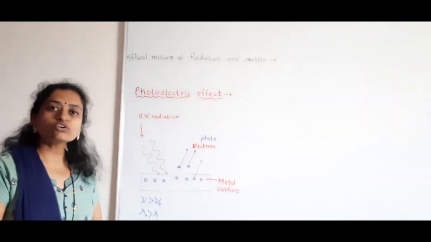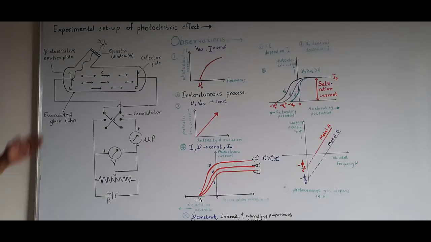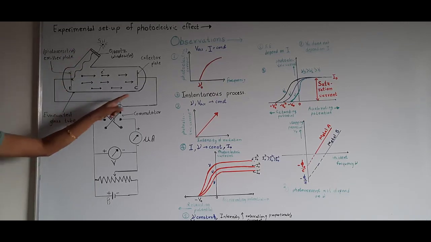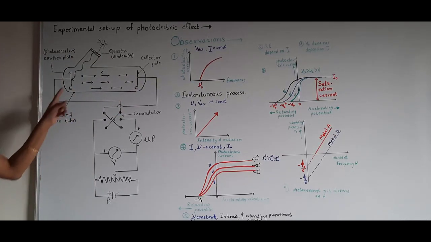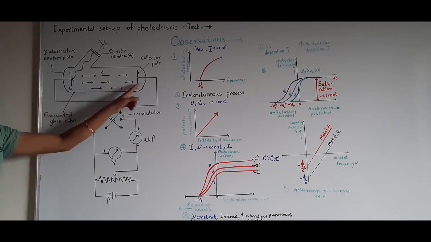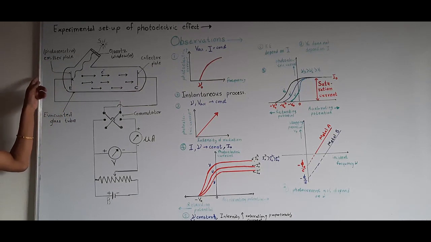Now we study this photoelectric effect with the experimental setup. This is the experimental setup of the photoelectric effect. It consists of an evacuated glass tube with a quartz window. It has two metal plates which act as electrodes. This is the emitter, this is the collector. The emitter is made up of photosensitive material.